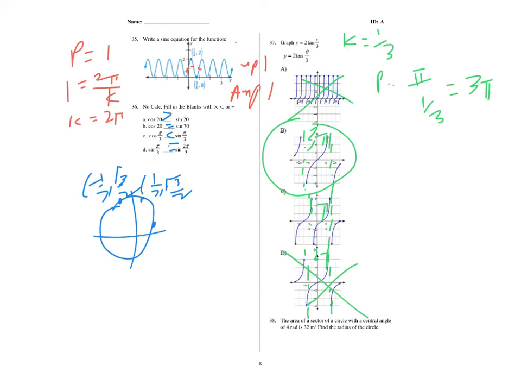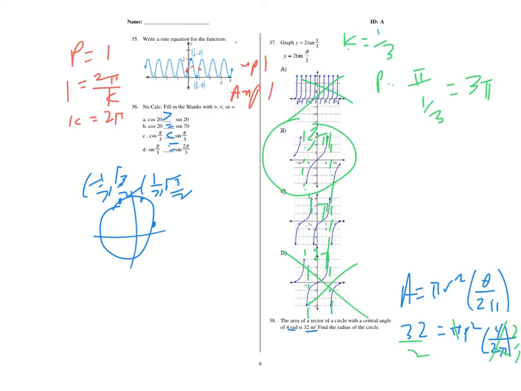All right, number 38, area of a sector, a central angle of 4 radians, the area is 32. Find the radius. So we know area is pi r squared times whatever angle we are, and if we're in radians, it's out of 2 pi. So I know that the whole area is 32 here. I don't know what r is. I know we have 4 radians out of 2 pi. It does not say 4 pi, so I'm not going to assume that. I can cancel out these pi's and reduce this to 2. I'm going to divide by 2. So r squared equals 16, so r equals 4.